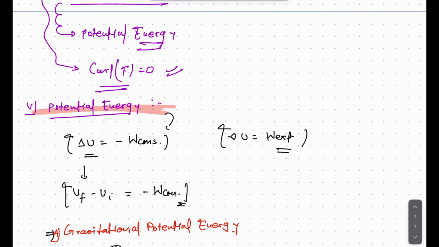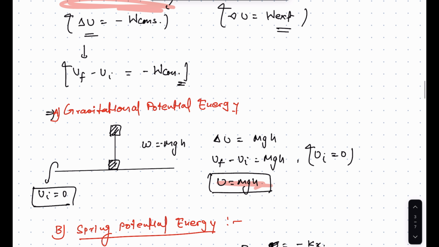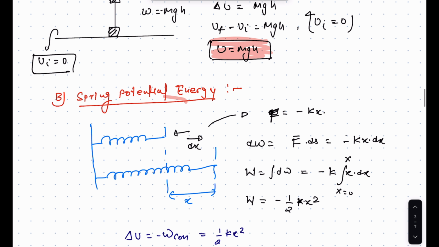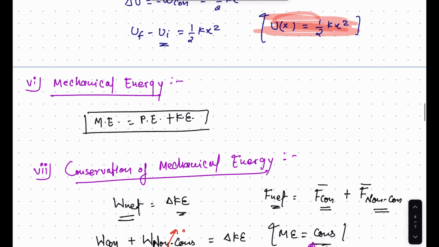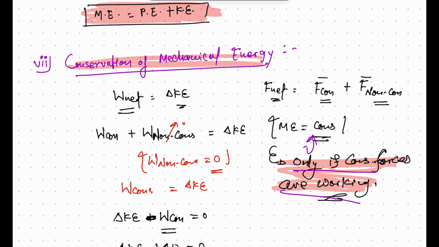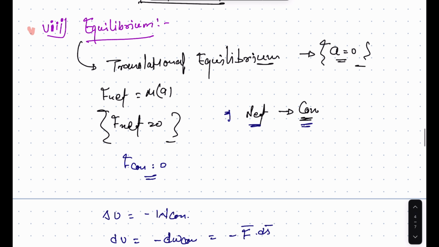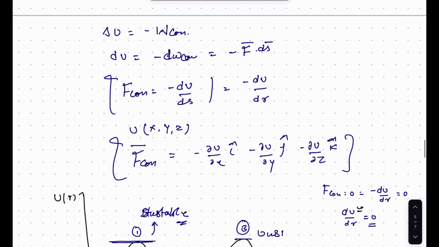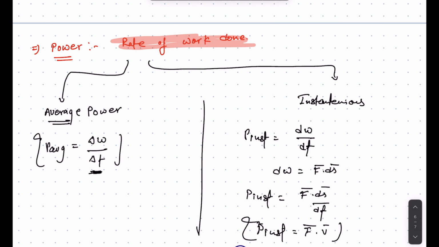Then we have also defined the potential energy, what exactly the potential energy is, and then the gravitational potential energy mgh, and the spring potential energy which is given as half kx square. And then we have also talked about the mechanical energy, which is the sum of the potential energy and the kinetic energy, and the conservation of the mechanical energy. This is the condition for conservation of the mechanical energy. And then the equilibrium and the types of equilibrium: stable, unstable, and neutral equilibrium. And then we have also talked about the power. This is everything in this chapter.